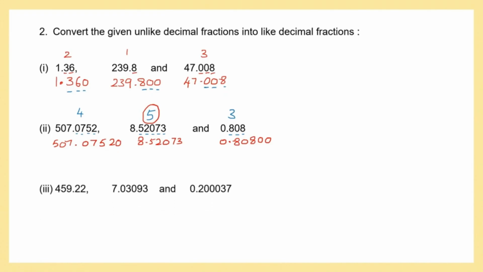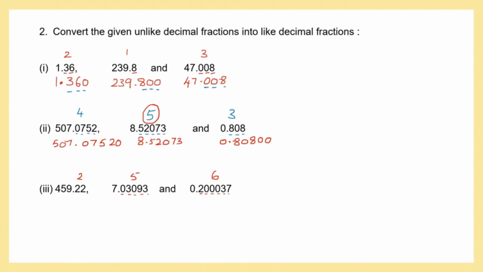Question 3. The first number has 2 decimal places. The second number, 1, 2, 3, 4, 5, has 5 decimal places. And the last one, 1, 2, 3, 4, 5, 6, has 6 decimal places. So now we need to see that all numbers have the same number of decimal places to make them like decimals.